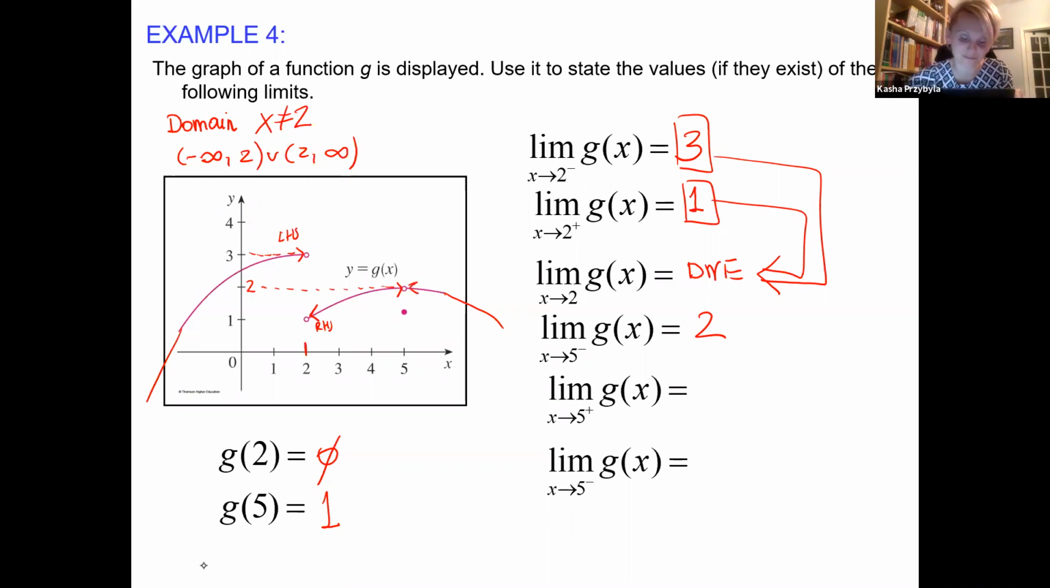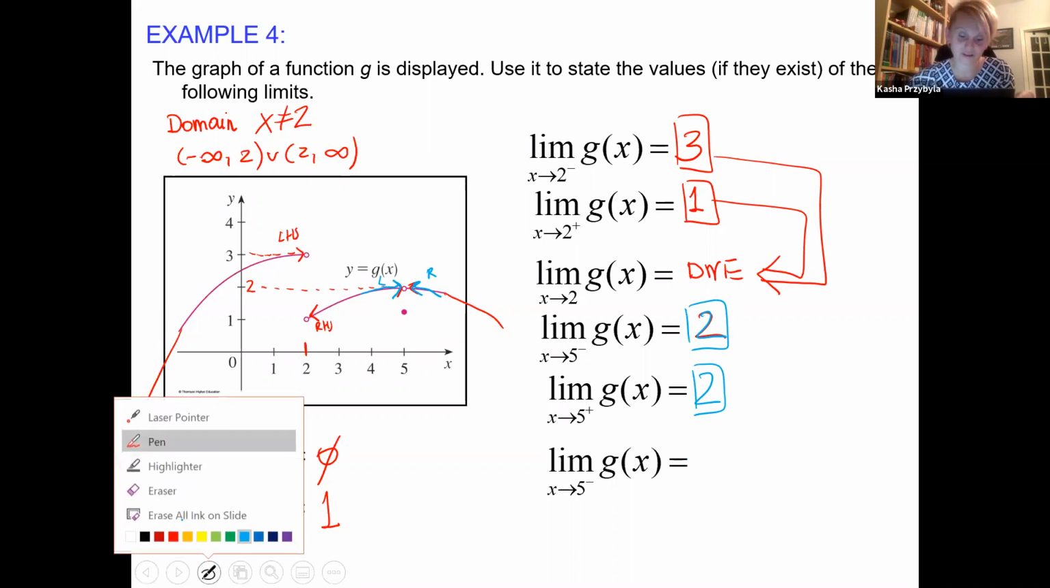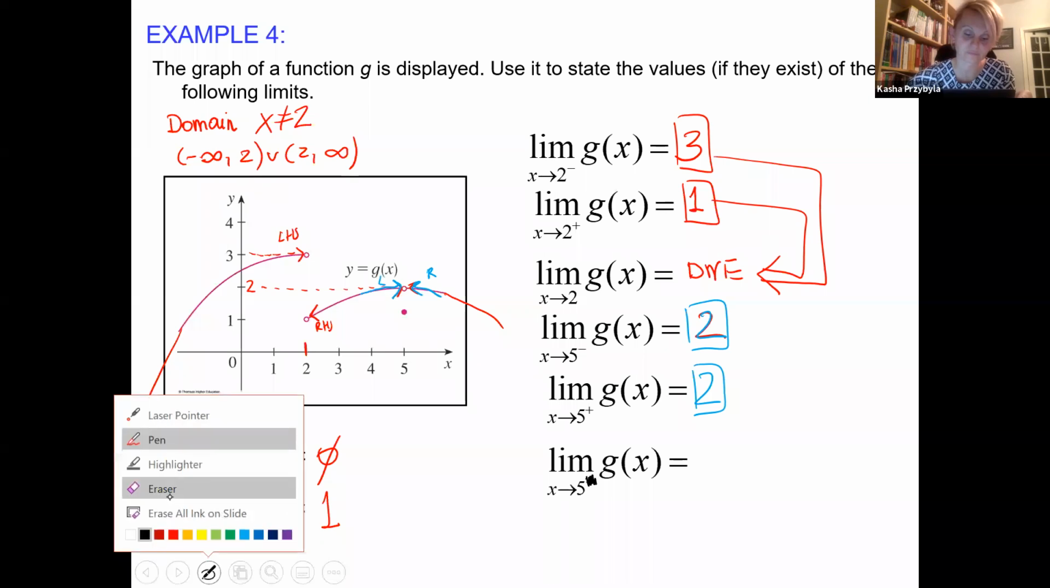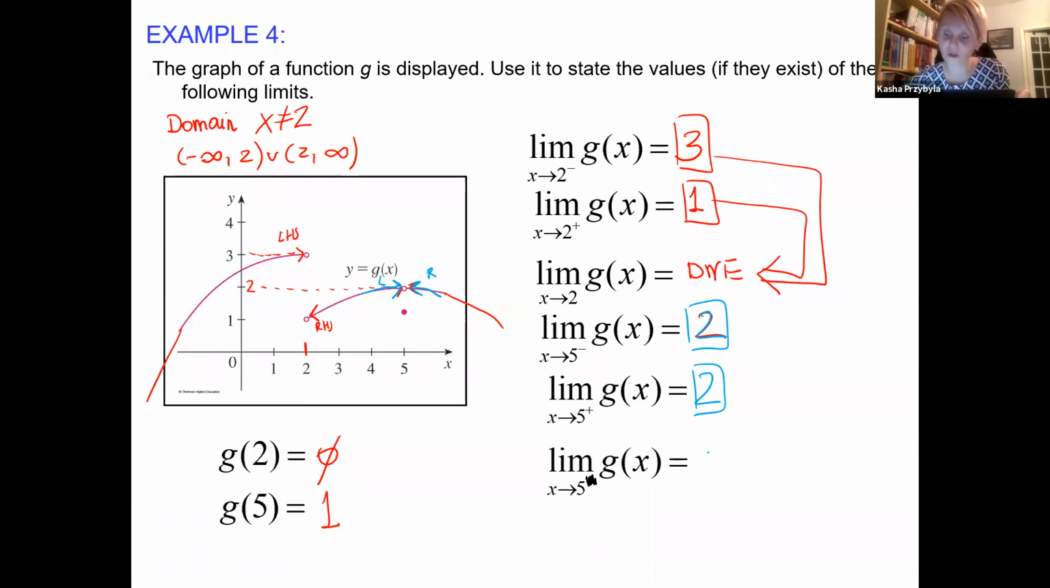We can see the function approaching the dots. That's the right-hand side, that's the left-hand side, and it is 2. And then, of course, if both of the limits are the same, what is the limit? The limit overall, of course, is 2. Thank you, because that's the justification.